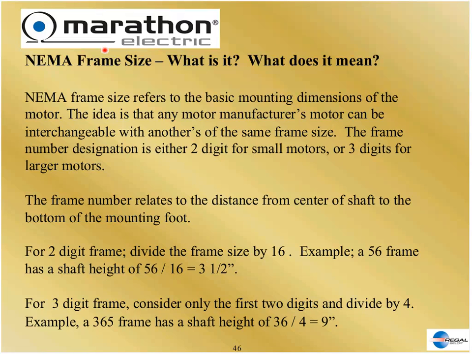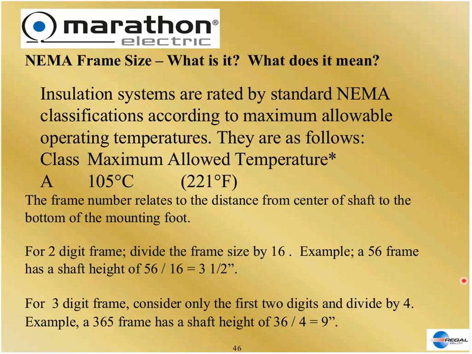That's what that means. In a 2-digit frame, it's divide by 16. In a 3-digit frame, take the first 2 digits and you divide by 4. Example, 365 frame is 36 divided by 4, a 9-inch shaft center. Now, if you were out in the field and you had to replace a motor and you weren't sure what size it was because you couldn't read the nameplate, one way to tell what frame it is is to measure the shaft height because that'll give you a clue, at least.